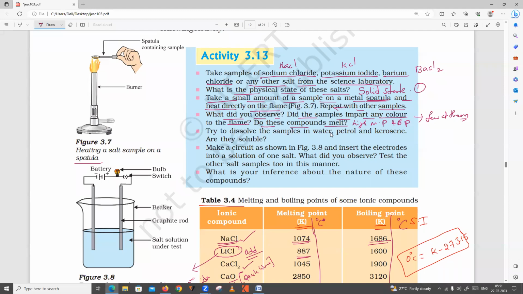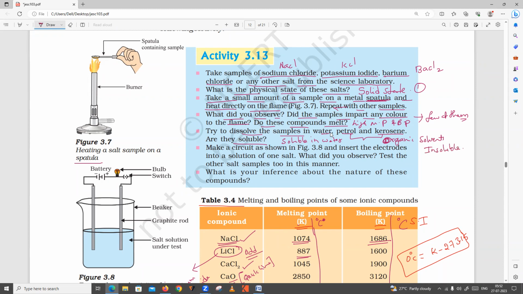Next, try to dissolve these samples in water, petrol and kerosene. Are they soluble? They are soluble only in what? They are only soluble in water. Petrol and kerosene are called organic solvents. What do we call petrol and kerosene? Organic solvents.